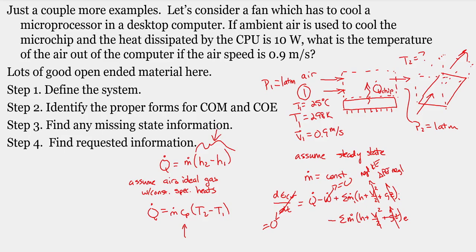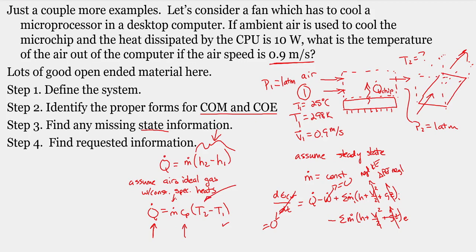Okay, so we found the proper forms of the conservation of mass and the conservation of energy. We sort of found the missing state information. What we did is essentially use the state relations between enthalpy and temperature to get us to the point where we say, this is known, the temperature at the inlet. We have the speed of the gas entering the system, so we think that's how we're going to get the mass flow rate. We know the heat transfer, that's been given to us. That's the 10 watts, the heat transfer rate. So we think we can find T2.